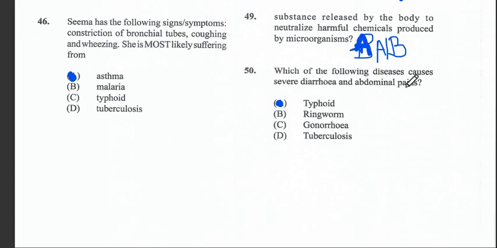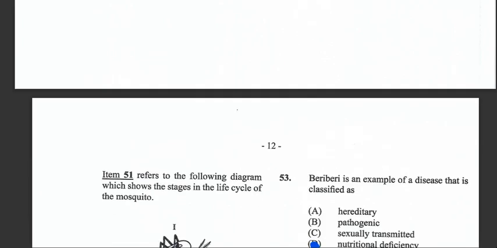Which of the following diseases cause severe diarrhea and abdominal pain? So this one is talking about diarrhea and abdominal pain, but this is a little bit tricky. Gonorrhea? No, there's no way. Tuberculosis? No. Ringworm? No. So that one would be typhoid. Alright, so the best answer for number 50 would be typhoid. Good. Number 51.